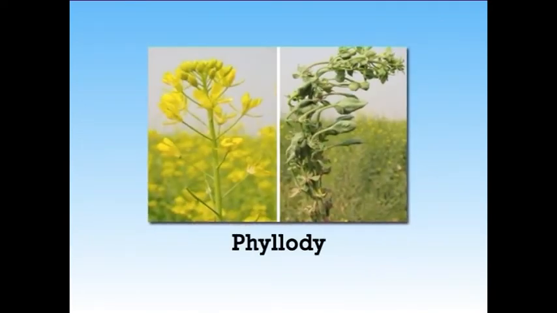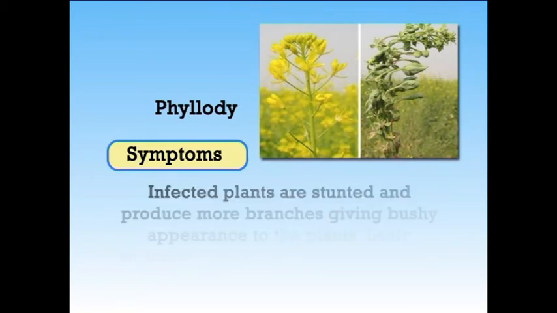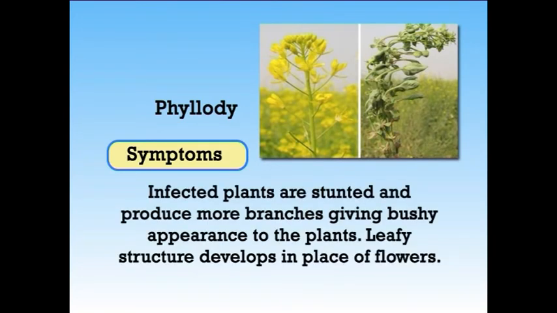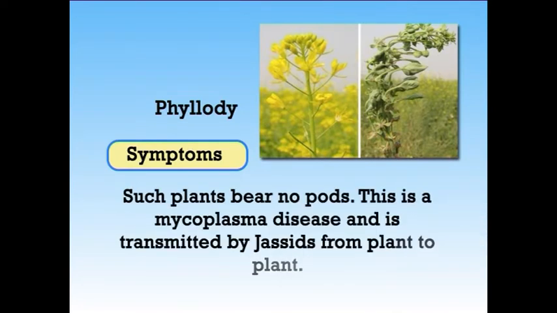Phyllody. The symptoms of this disease are that infected plants show stunted growth and produce more branches, giving a bushy appearance to the plants. Leafy structures develop in place of flowers. Such plants bear no pods. This is a mycoplasma disease and is transmitted by insects from plant to plant.